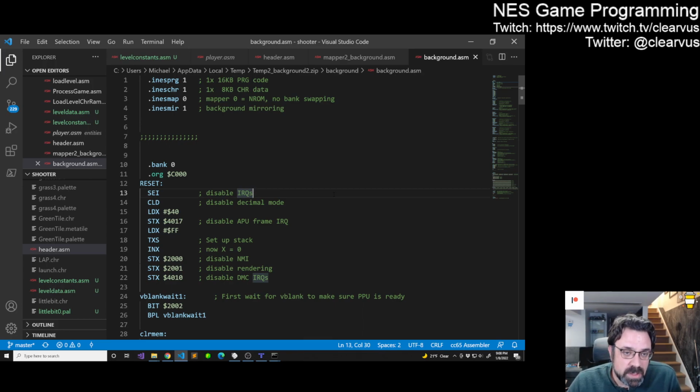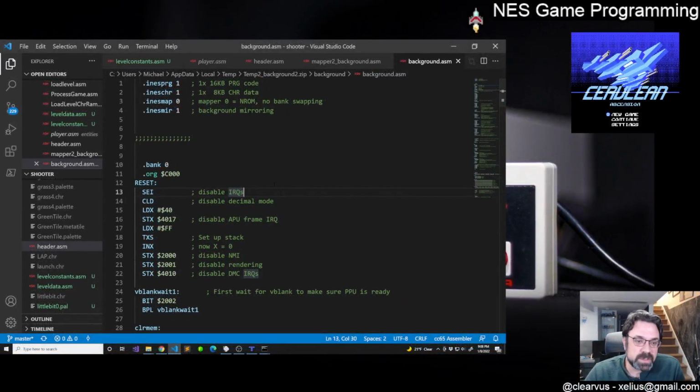I had been asked about using different mappers and specifically in NESASM. And I don't use NESASM because it's pretty limited in terms of what it can do. But that said, it can take your assembly code and turn it into a ROM. So it does actually work for what you're trying to do if you're building an NES game. So the question was, how do I take code that's running in Mapper 0 and make it work for Mapper 2?